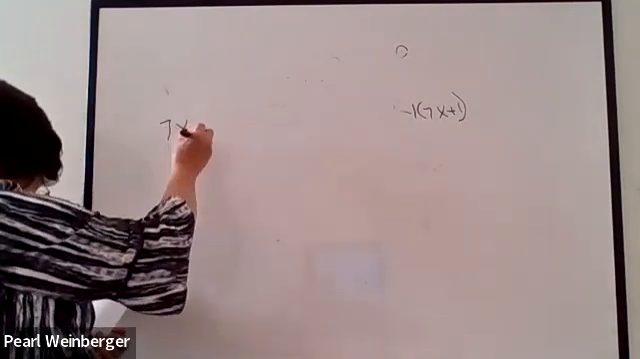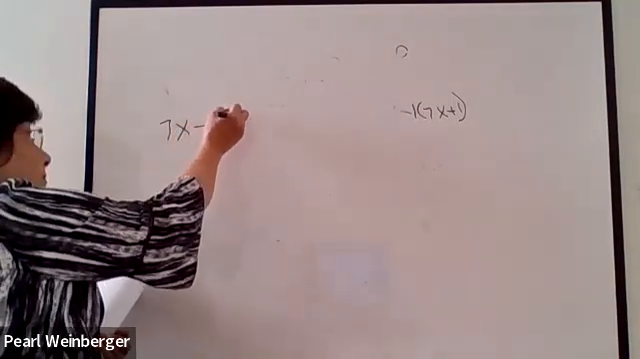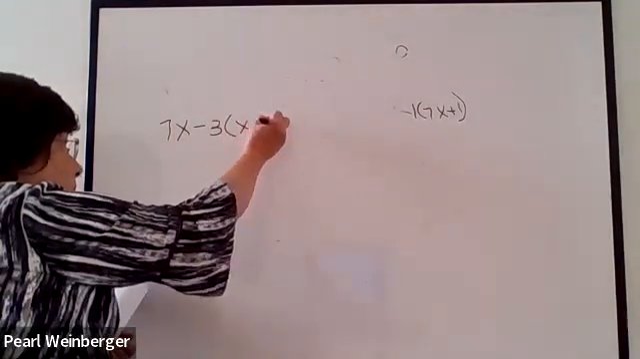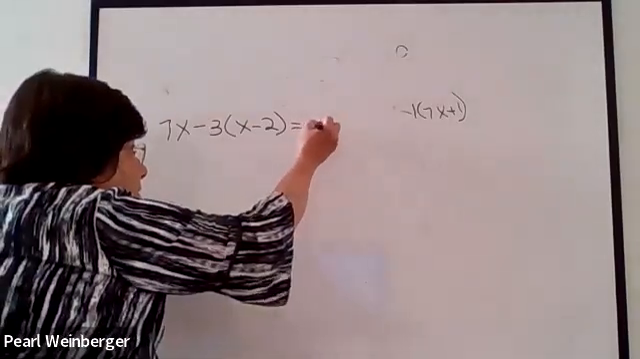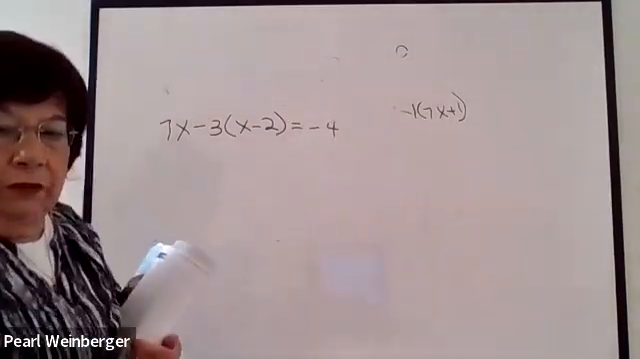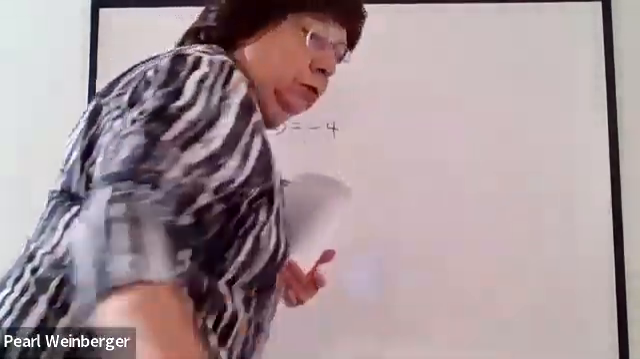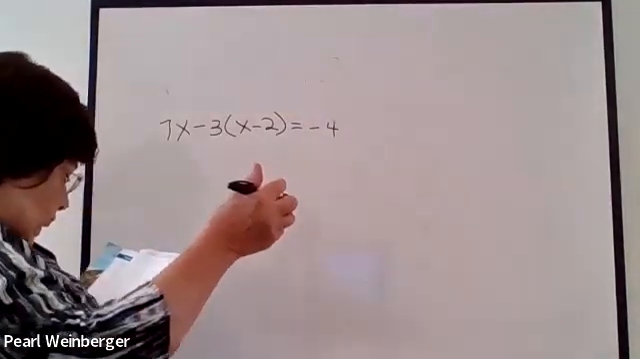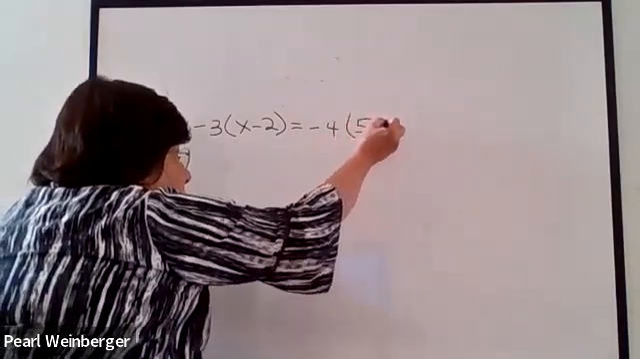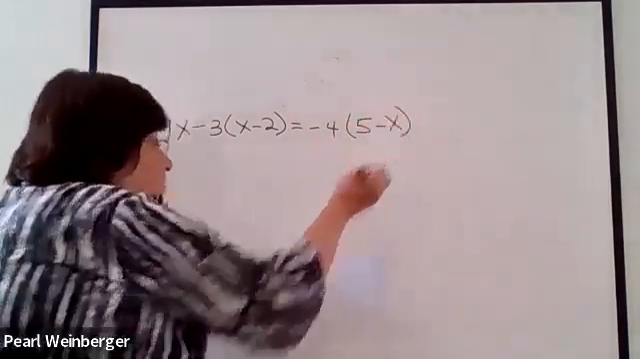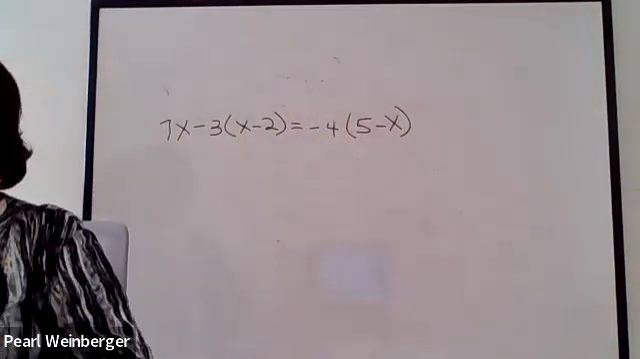7x minus 3 times (x minus 2) equals -4 times (5 minus x). Let me get rid of this over here. Let's see what you could do with that one. It's similar to what we just did before.